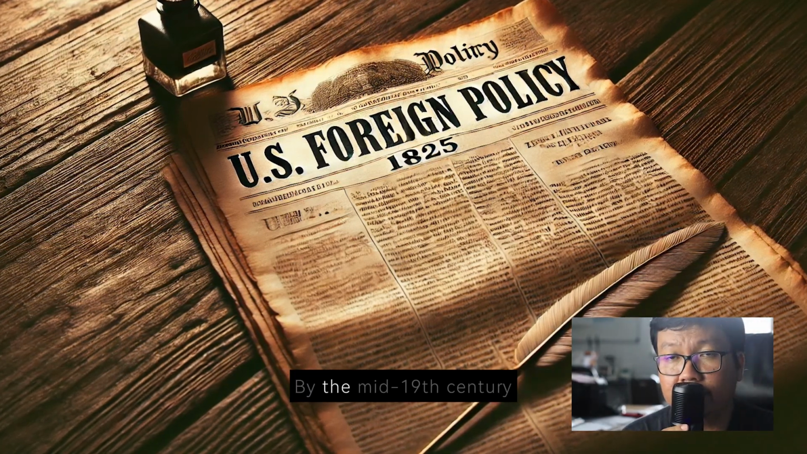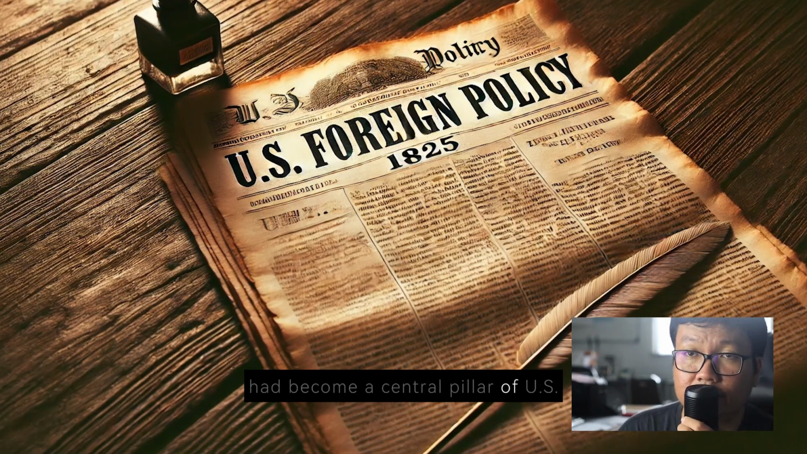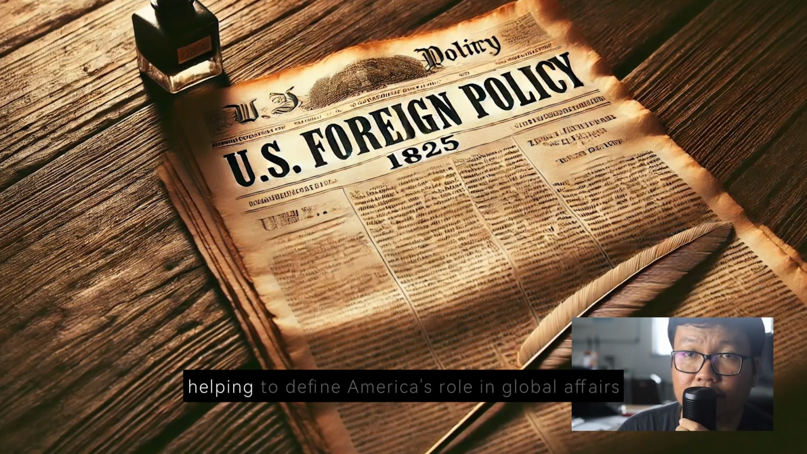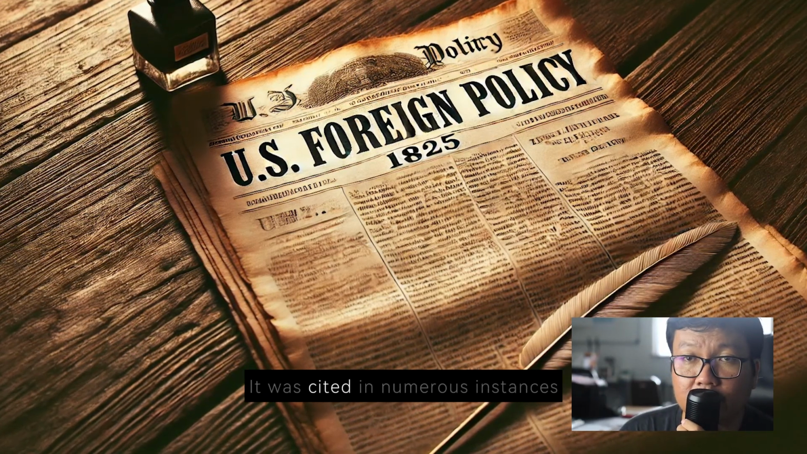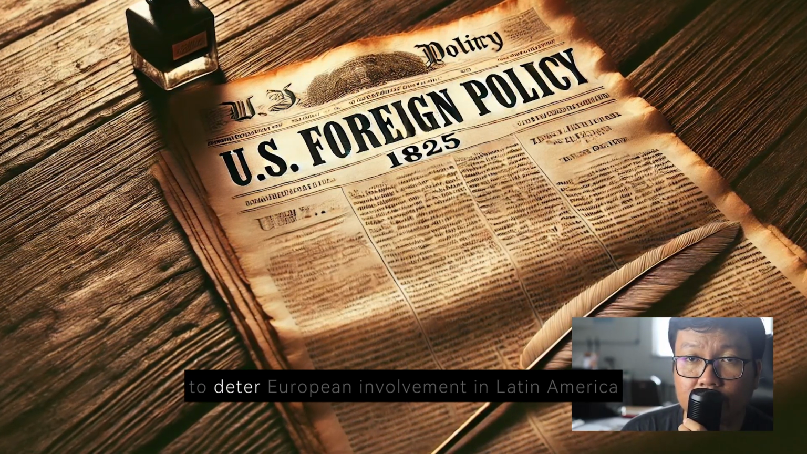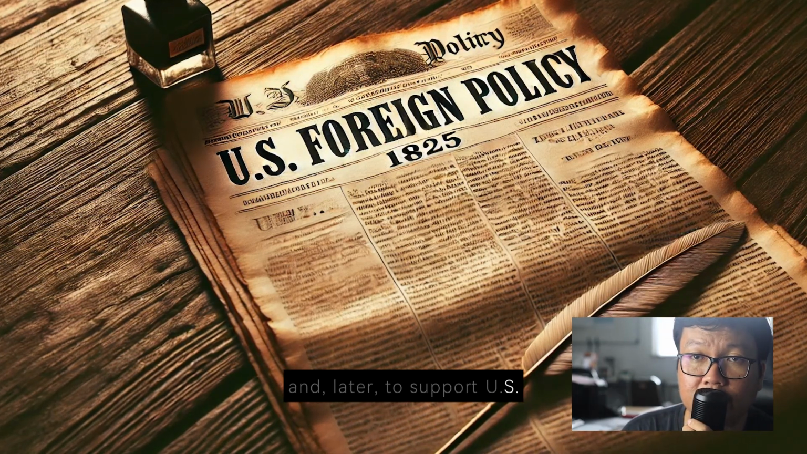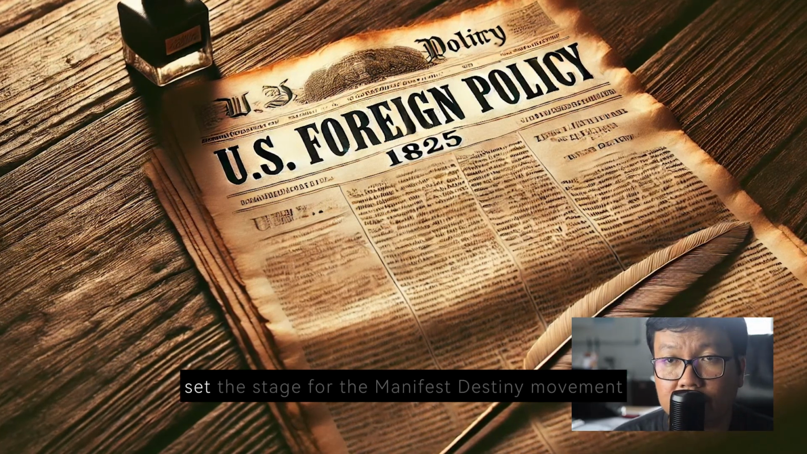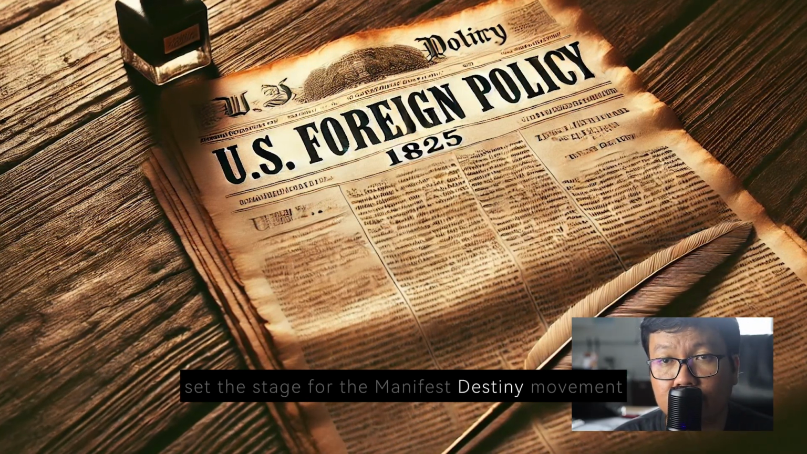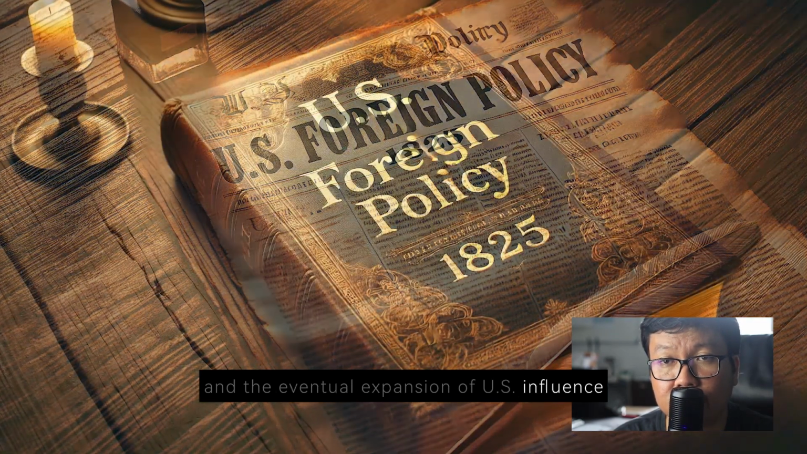By the mid-19th century, the Monroe Doctrine had become a central pillar of United States foreign policy, helping to define America's role in global affairs. It was cited in numerous instances to deter European involvement in Latin America and later to support United States economic and military expansion in the region. The doctrine set the stage for the Manifest Destiny movement and the eventual expansion of United States influence throughout the Western Hemisphere.